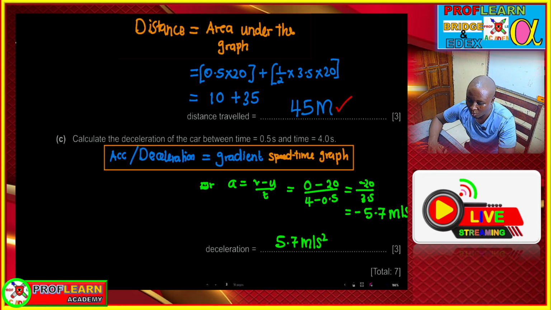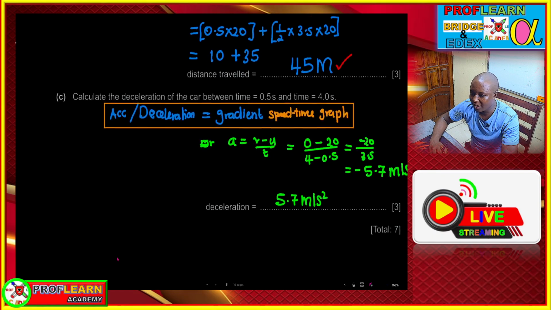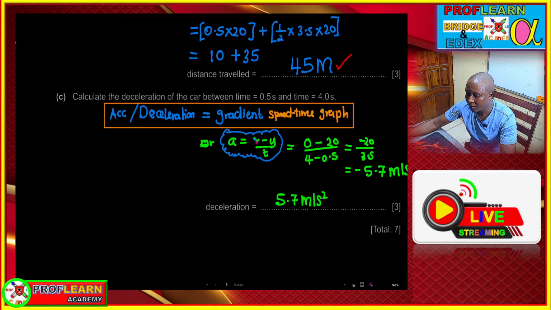So something that you must understand: if you are given a velocity-time graph and you are asked to work out the distance covered, distance traveled, just work out the total area under the graph. Once you have gotten that, you may be asked to work out acceleration or deceleration. In that case, you need to remember that acceleration or deceleration is equal to the gradient of a speed-time graph. And the formula for acceleration is final velocity minus initial velocity over time taken.